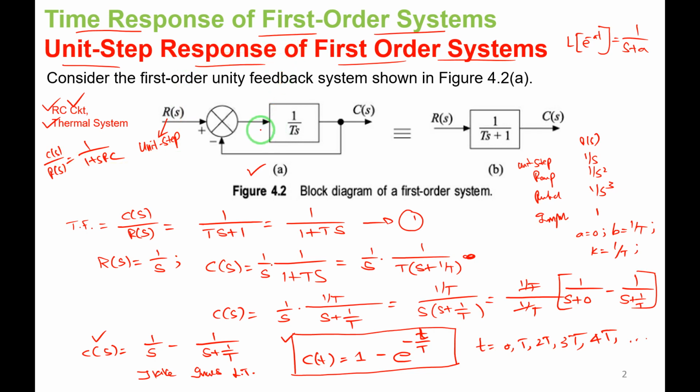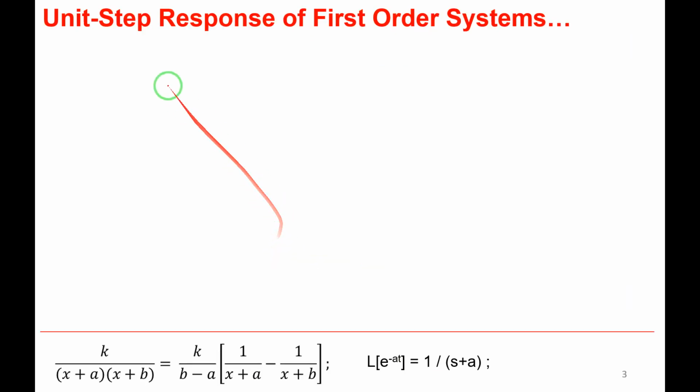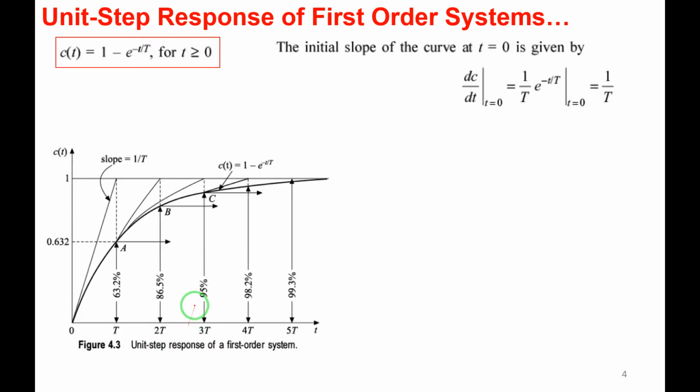Next, we have to draw the unit step response curve of the first order system. On this slide I have written the formulas for reference. So already we know that the unit step response of the system is C of t equal to 1 minus e to the power of minus t by T.